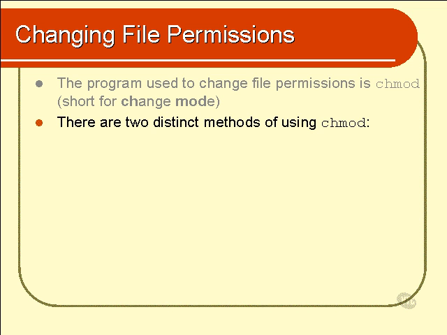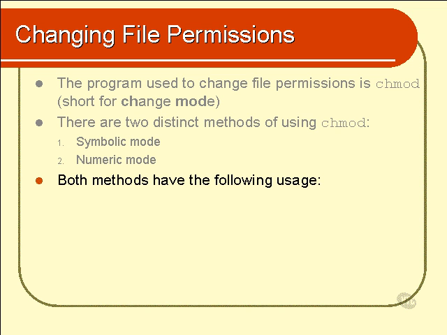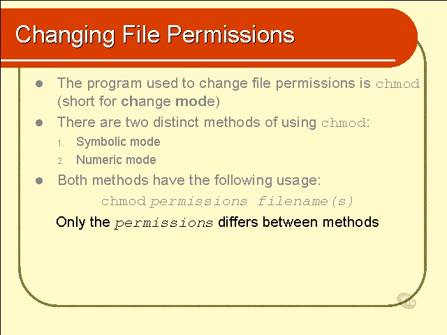There are two methods of using Chmod. First is called symbolic mode and the second is called numeric mode. They both achieve the same thing but in slightly different methodologies. No matter which one, they all look like this. You type in Chmod followed by the permissions that you wish to set in either symbolic or numeric notation, then followed by the file name or file names that you wish to modify the permissions for. Depending on whether you've chosen symbolic or numeric mode, that will just alter the way that you specify the permissions. Everything else will be the same.